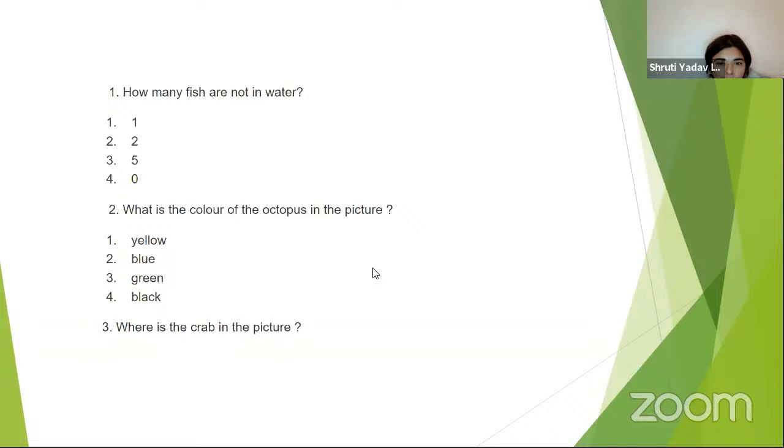Okay, what is the color of the octopus in the picture? Blue. Could you find a crab in the picture?